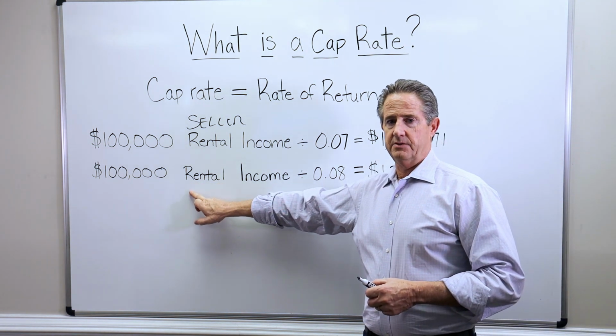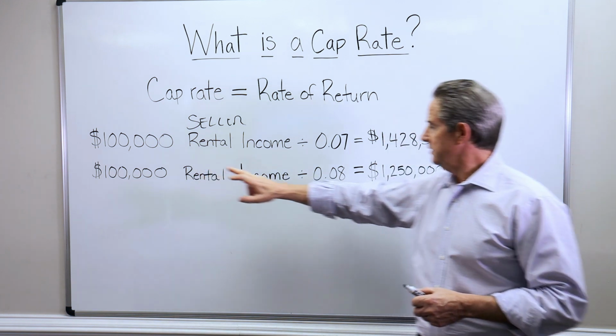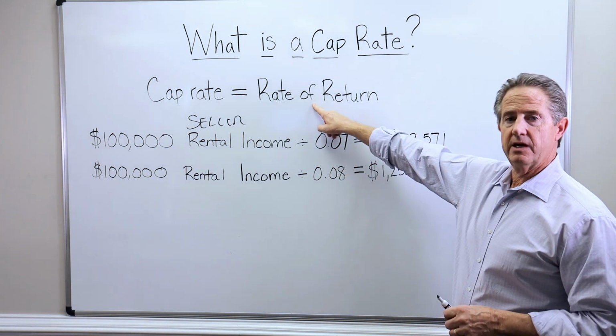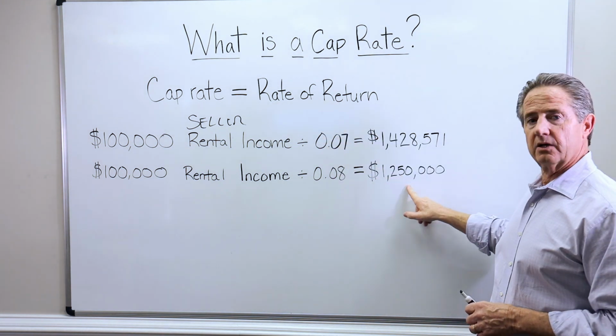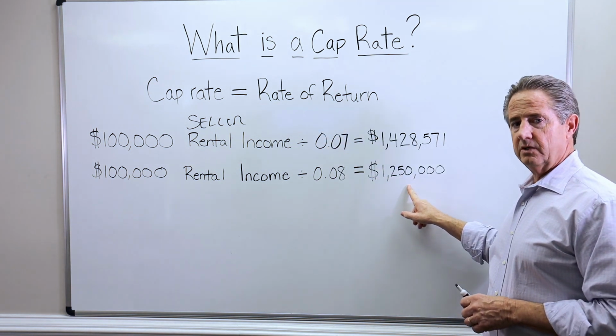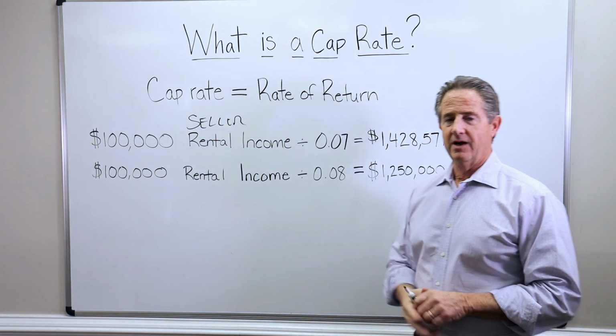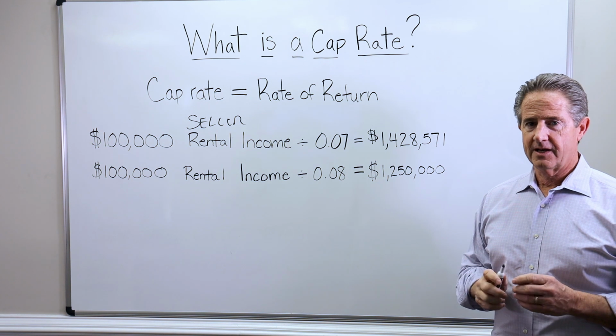seller still has $100,000 in net revenue, but at an 8 cap, meaning you get an 8% rate of return, the seller is only going to get $1,250,000. The seller's looking for a low cap rate, the buyer's looking for a high cap rate.